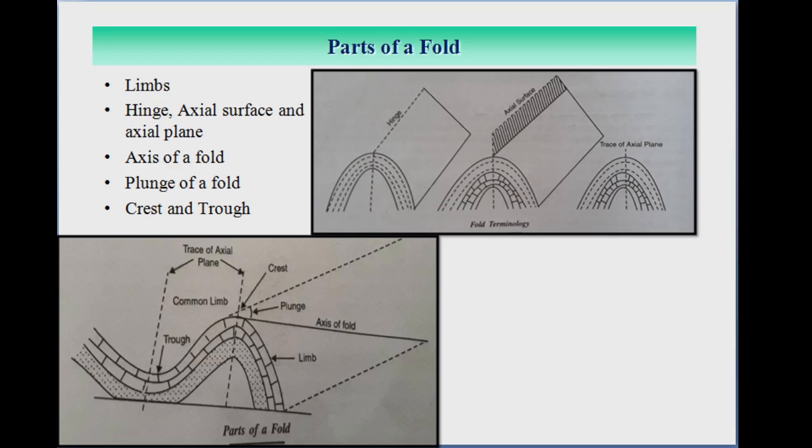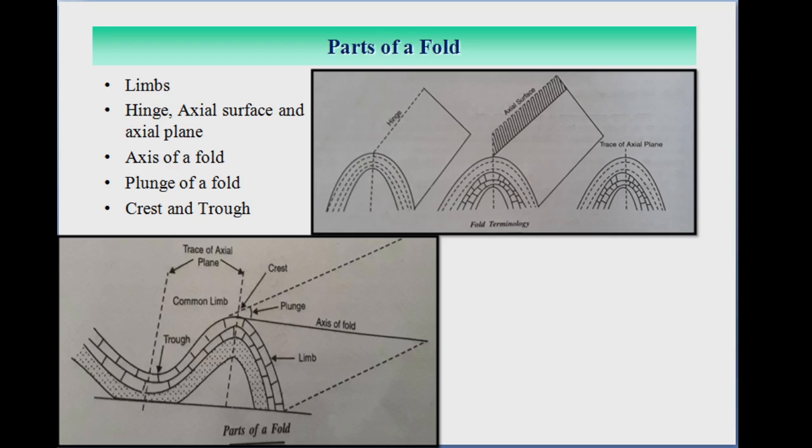Now we will see the different parts of the fold. First are the limbs, second is the hinge and the axial surface and axial plane, third is the axis of the fold, then the flange of the fold, crest and trough. Now we will see each of these parts in detail. So first is the limbs.